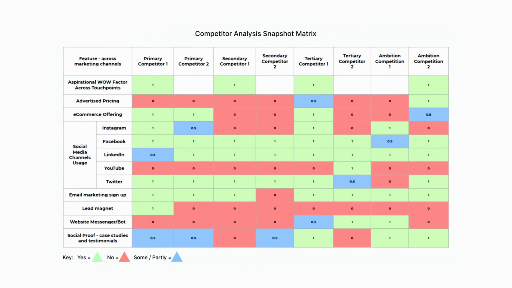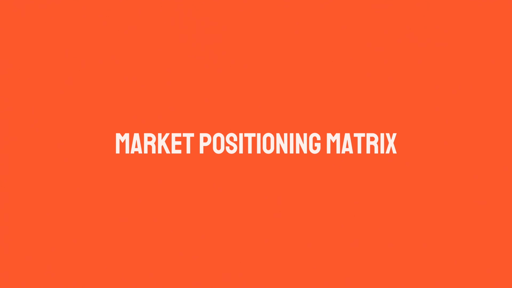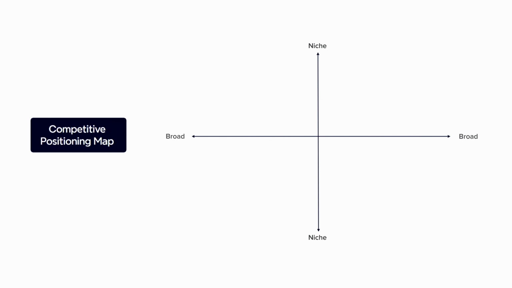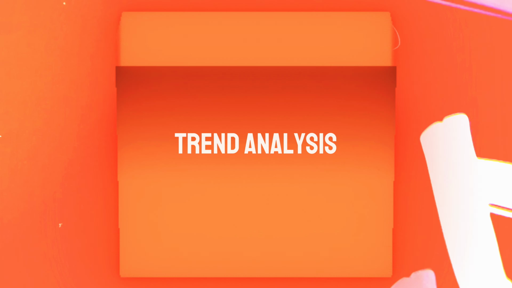Use a simple feature matrix and mini battle card to see who offers what. Map competitors on axes that matter: price versus quality, niche versus broad. Identify white space. Maybe all target enterprises while small businesses are ignored. That's your gap.